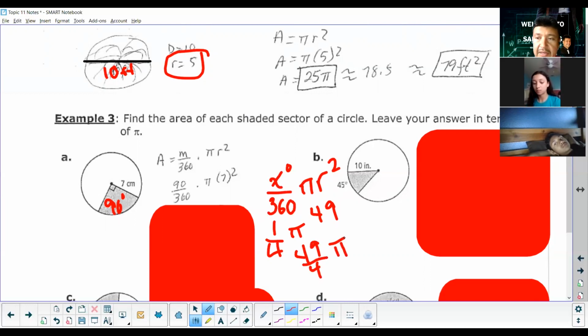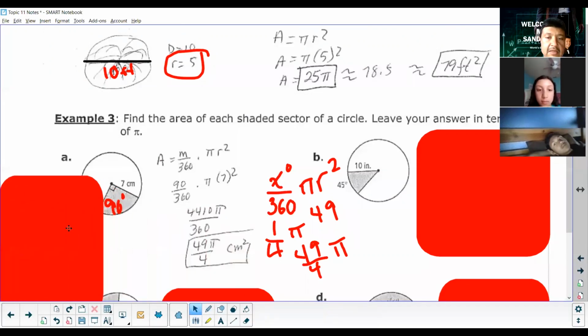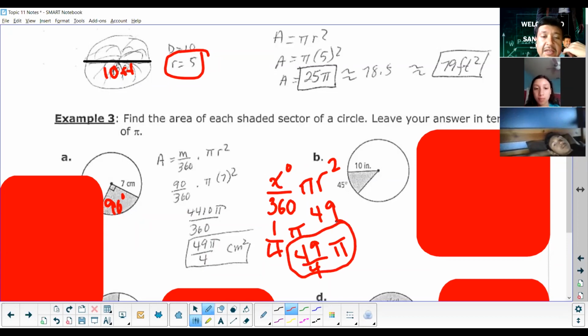Actually, I think that could be reduced, can it? Yeah, I'm pretty sure this could be reduced because 49, well, actually, can 49 be reduced? No. Well, 49 does not divide into 2, right? So no, it's going to stay like this then. So then that'll be the answer. You can just do 12.25 times pi. Yeah, no, that sounds good.